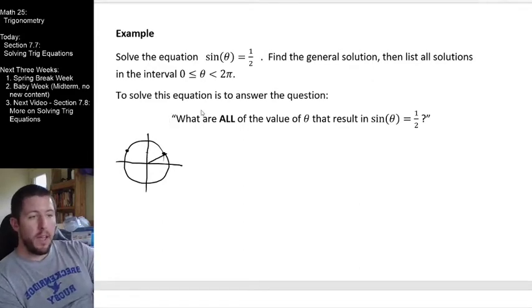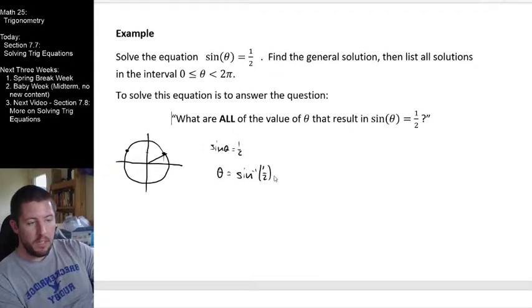So just by doing a little simple starting with sine of theta equals 1/2, if I were to take the inverse sine on both sides, then I would be getting theta equals sine inverse of 1/2, which you guys have learned to tell me is going to be theta equals pi sixths. This is one solution. Right?